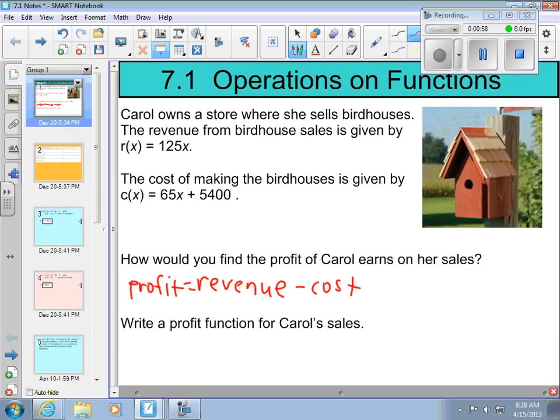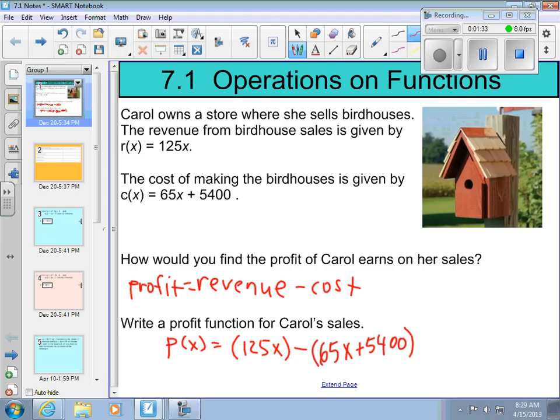For this particular problem, we want to write a profit function for Carol's sales. So our profit function, we'll use P for profit, in terms of x, the number of birdhouses, would again be the revenue minus cost. Our revenue function is 125x minus the other function, which is 65x plus 5,400. So that's our profit function.